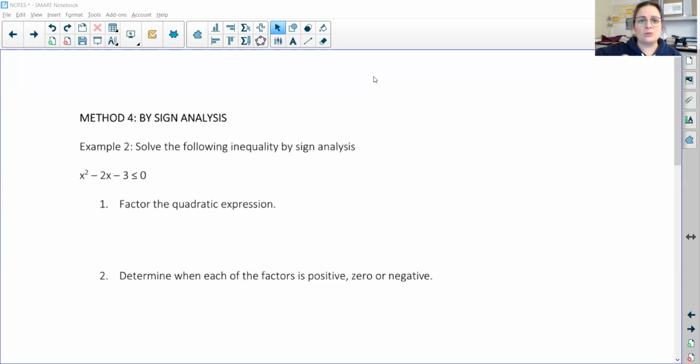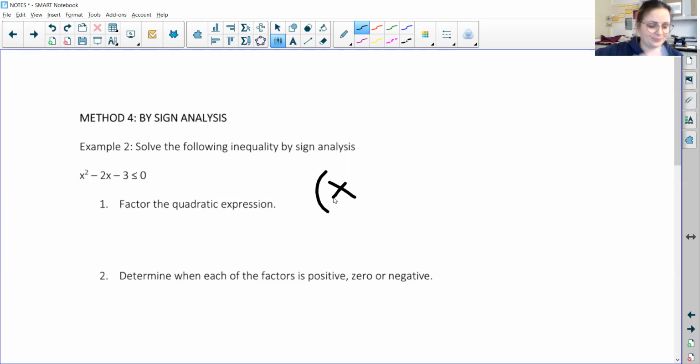So to explain this one, we're going to start off with the exact same quadratic inequality that we've done with the other 3 methods. By now you probably know the answer already, but that's not the point. The point is going through how we can apply this method to the same inequality, and we should always get the same answer. So the first step to solving with sign analysis is to break that down, or factor it, into the two factors.